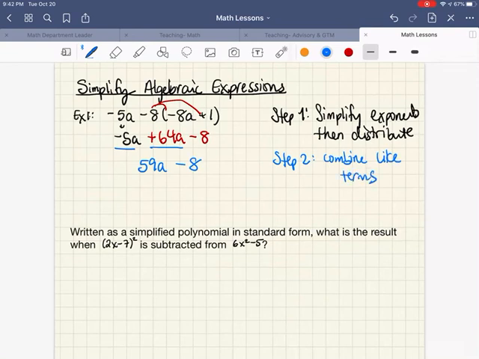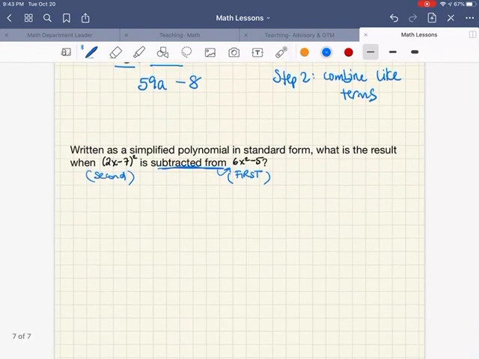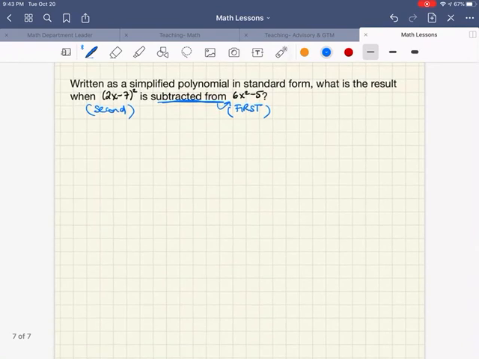Okay, let's take a look at a slightly more complicated one. Written as a simplified polynomial in standard form, what is the result when 2x minus 7 squared is subtracted from 6x squared minus 5? If I'm taking something from something else, then this is what I'm going to be starting with. So this is going to come first in parentheses because it's subtracting from that, and this guy's going to come second in parentheses. So the way that I write that out, hopefully you got that first one down, is I write 6x squared minus 5 minus, because it's subtracted, parenthesis 2x minus 7 squared.